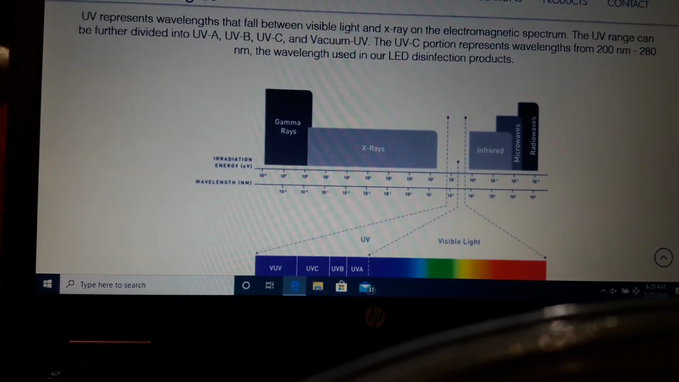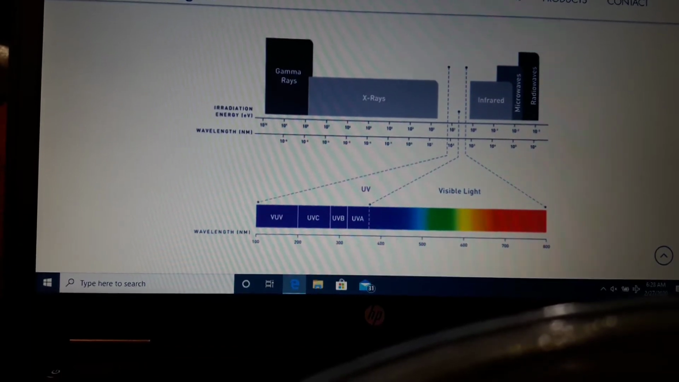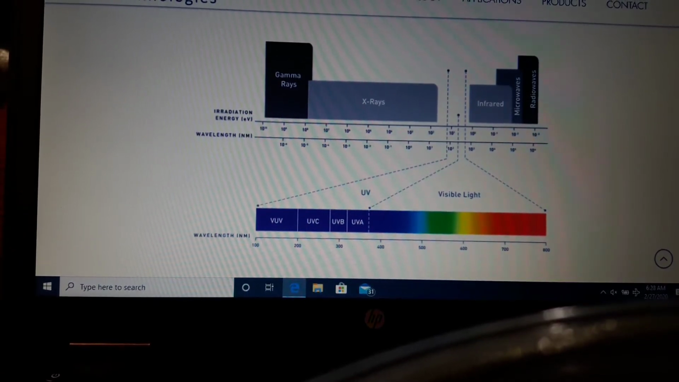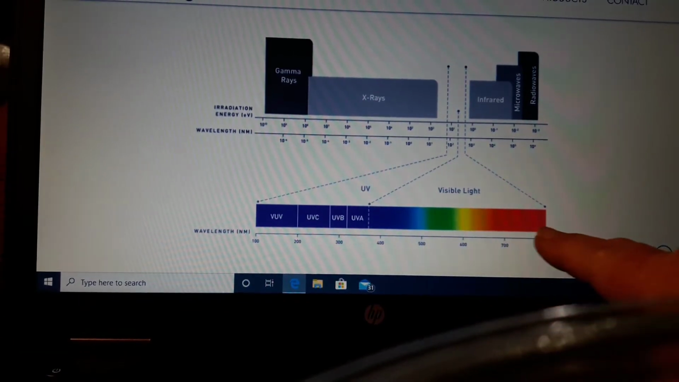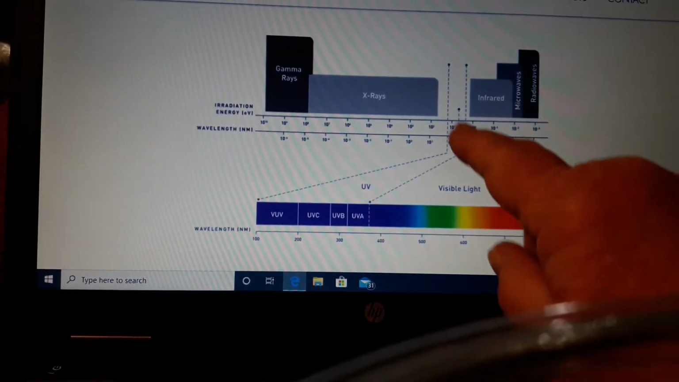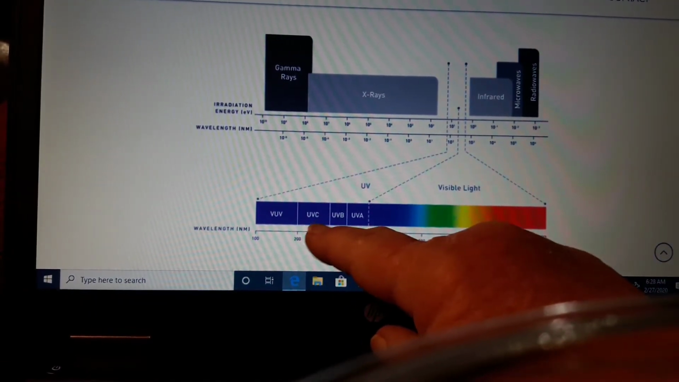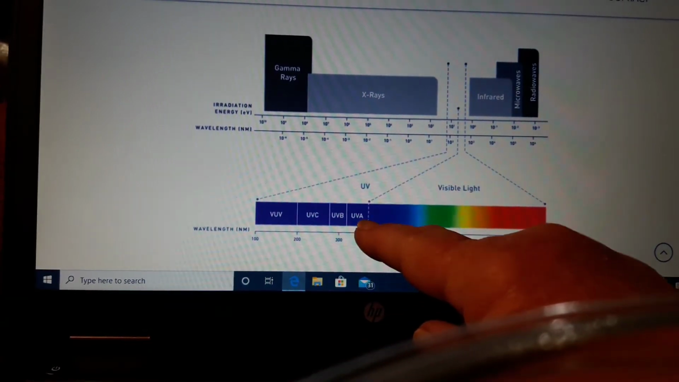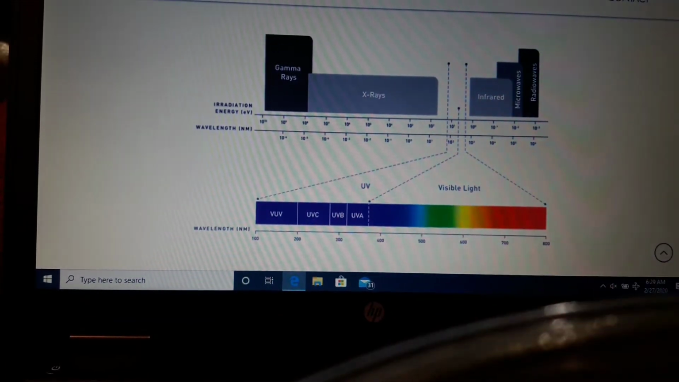So here it's showing where the wavelengths that are effective against viruses and bacteria lie on the light spectrum. So this is the invisible light that you can't see, and this right in here shows the VUV, the UVC, the UVB, and the UVA. Now this one is the one that kills the bacteria and viruses.